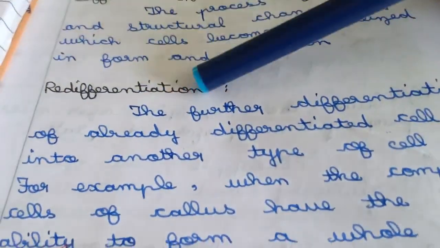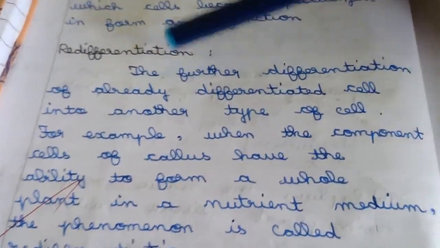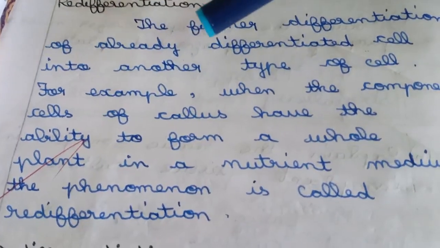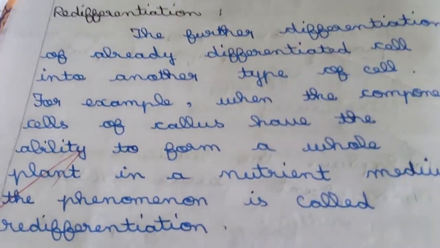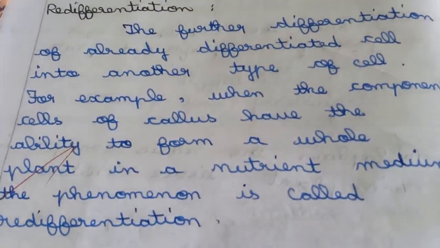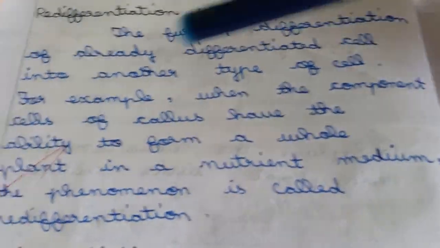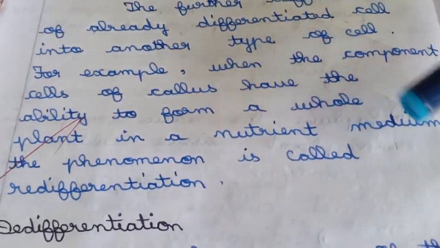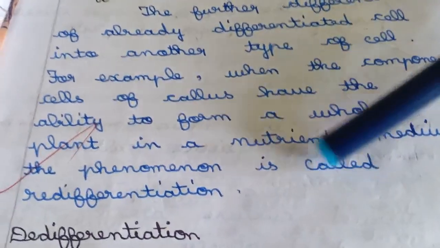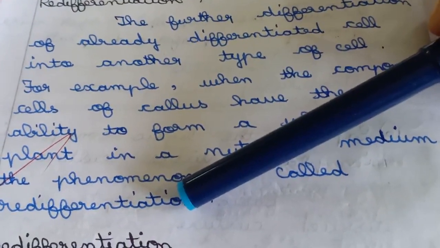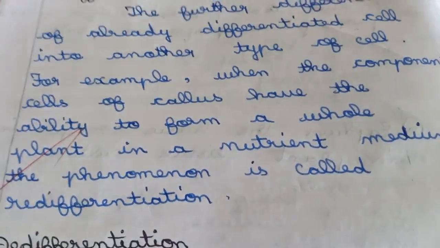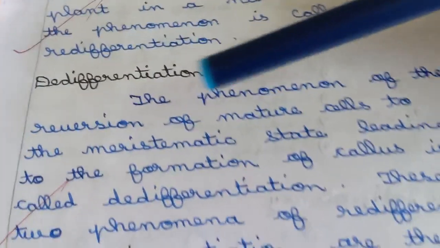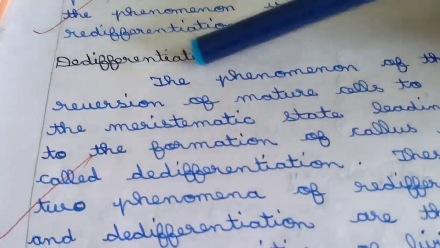The third is redifferentiation. Okay, the further differentiation of an already differentiated cell into another type of cell. Already it is differentiated, it is going to be further differentiated. For example, the component cell of callus has the ability to form a whole plant in a nutrient medium. This phenomenon is called redifferentiation. Is it clear? The callus, which again has the ability to grow into a new plant, is called redifferentiation. The fourth concept is dedifferentiation.